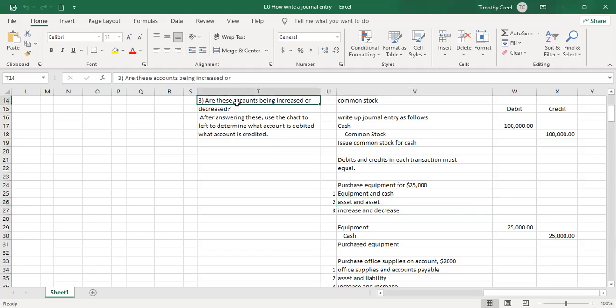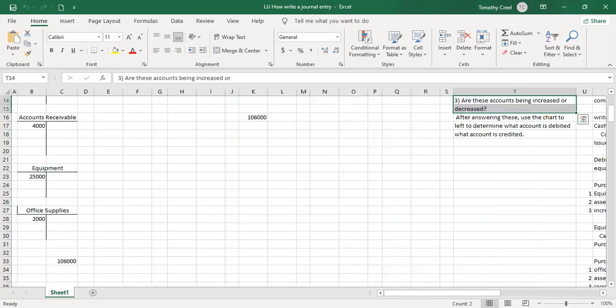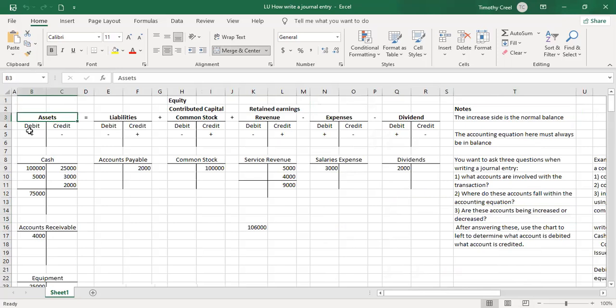And then your third question, are these accounts being increased or decreased? Now, you're going to be increasing equipment because if you're buying equipment, you're increasing the amount of equipment that you have. And as far as cash, you're paying out cash to buy the equipment, so you're decreasing cash. So if we were to go back over here, an increase to an asset is going to be a debit. So that would mean we would debit equipment in this case. And a decrease to an asset is a credit. So that means we would credit cash in this case.